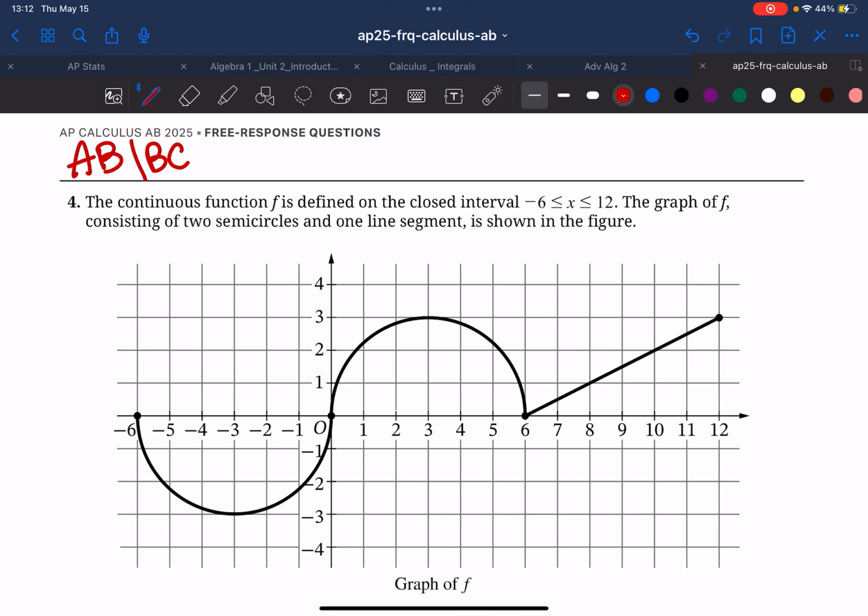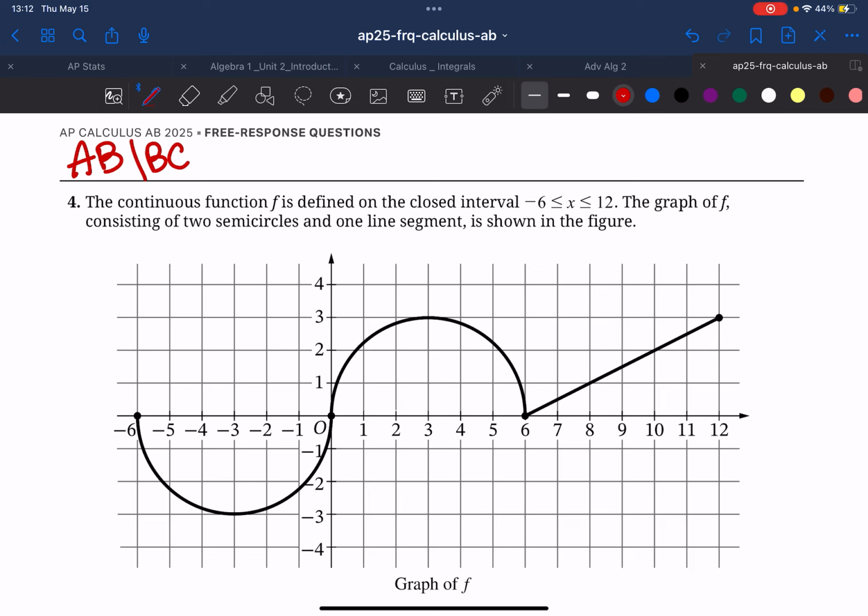Okay, this is the 2025 free response questions for the AP Calculus AB exam. I'm going to be doing number 4, and I just want to note that not only was this on the AB exam, this was also number 4 on the BC one as well.